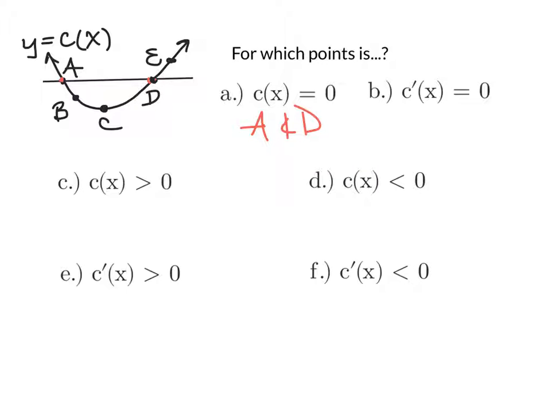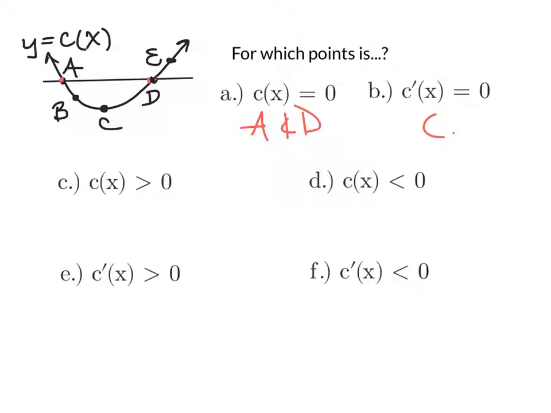However, in part B, it asks when is the derivative equal to 0. And so the difference between the functional value and the derivative is the functional value is position. Is it on the axis, above the axis, or below the axis? The derivative is the slope of the tangent line. That tells whether the function is increasing or decreasing or maybe turning around. And when the derivative is 0, that's when we'll have a maximum or a minimum. In this case, that's the point C, where the vertex of this curve is.